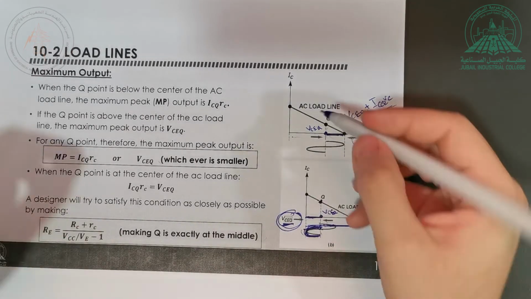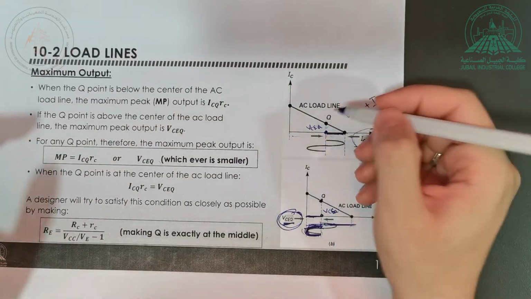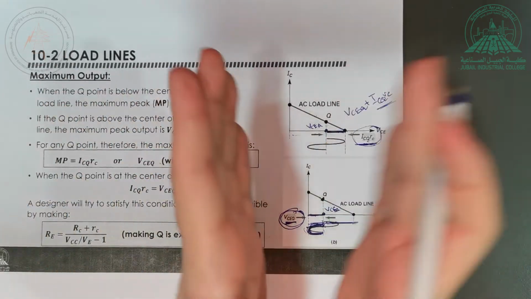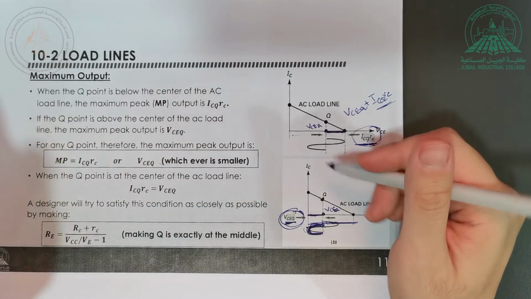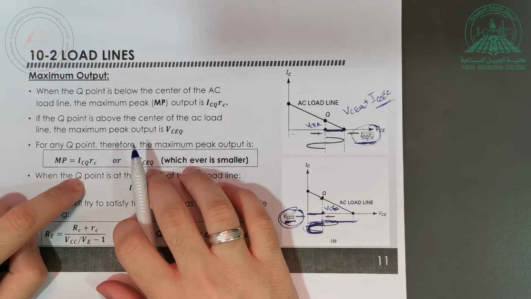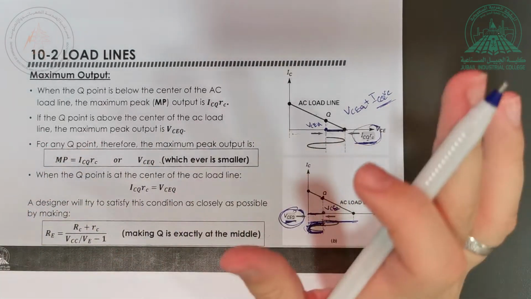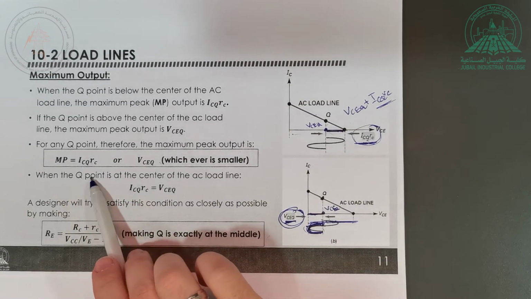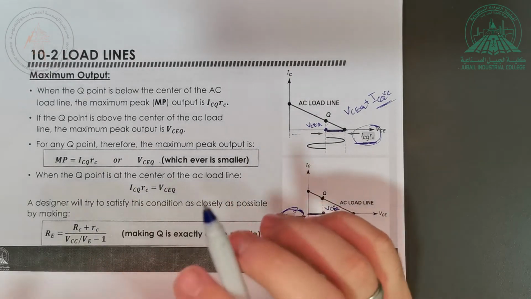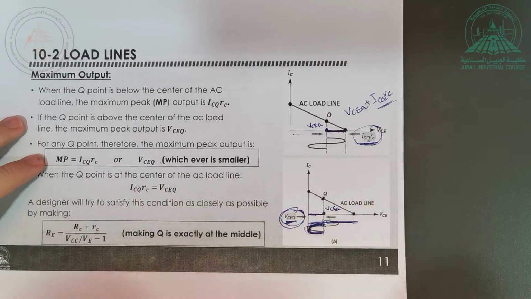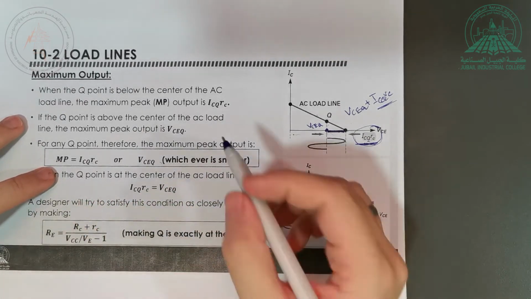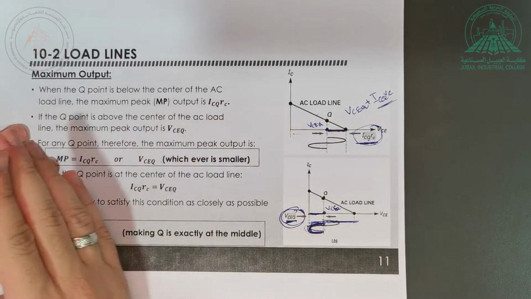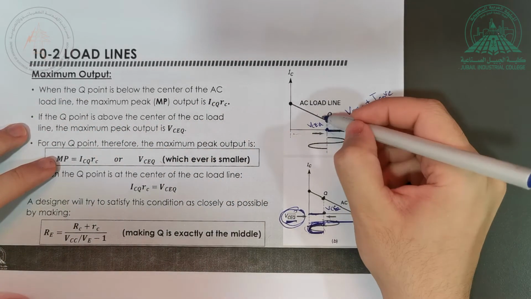Whichever is smaller. If I make Q exactly in the middle, what's going to happen? This will be equal to this. It will be exactly in the middle, right? معناها إيش؟ It will be exactly in the middle of the AC load line. معناها these two are going to be equal. معناها هذا is equal to هذا, it doesn't matter. So again, when the Q point is centered at the AC load line, be careful, maybe I didn't emphasize this. When you say the center, which load line are we talking about? Are we talking about the DC load line? Should I make it in the center of the DC load line or in the center of the AC load line? It should be in the center of the AC load line.